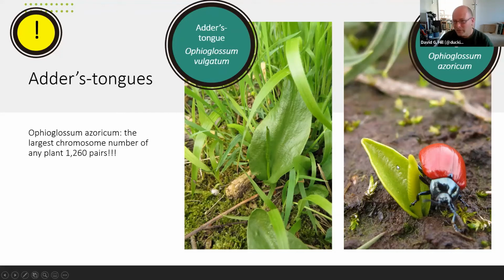The one on the right, Ophioglossum azoricum, has the largest number of chromosomes of any plant, so 1,260 pairs, quite a phenomenal number of chromosomes, and that's probably a result of historic doubling. So as I say, ferns are very good at doubling their chromosomes occasionally, and it's got a massive number.